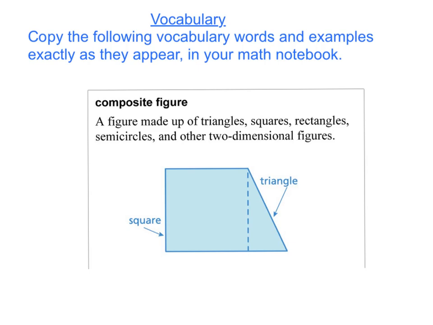Pause while you copy the following vocabulary word and example exactly as it appears into your math notebook. Our vocabulary word for today is composite figure. A composite figure is a figure that's made up of triangles, squares, rectangles, semicircles, or other two-dimensional figures, and they are put together. So in this example, you have a square and a triangle that are put together to make a trapezoid.